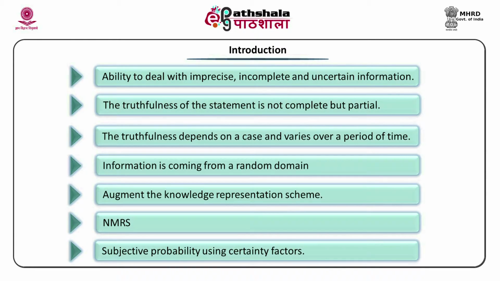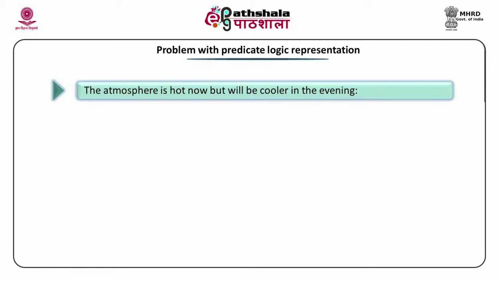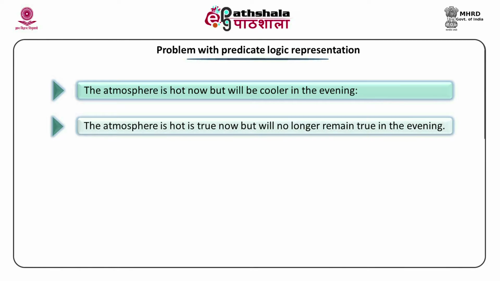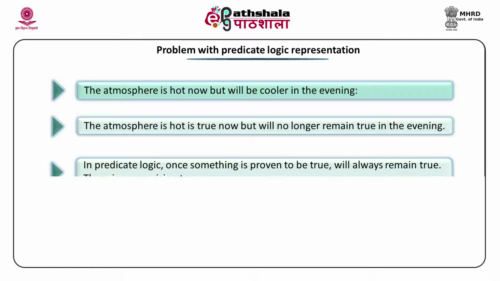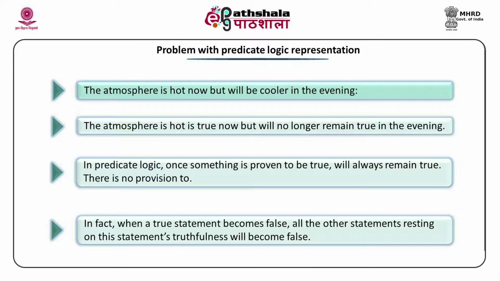But then, let us take some statements and see what the problem is if you want to represent them in predicate logic. The first statement is: the atmosphere is hot now, but will be cooler in the evening. This statement looks quite innocuous, but it is pretty difficult to represent in predicate logic, because you say that the atmosphere is hot right now, this statement is true, but in the evening the statement becomes false. So, a statement which is true now becomes false. How do you represent this change in truthfulness of the statement? Predicate logic does not have anything to do with this. So, this problem is solved by NMRS. We will see how that is done.